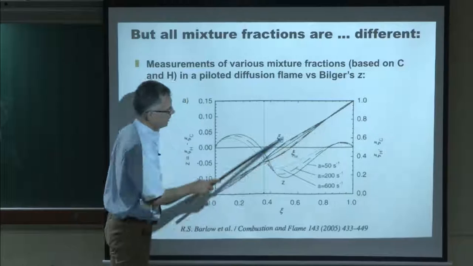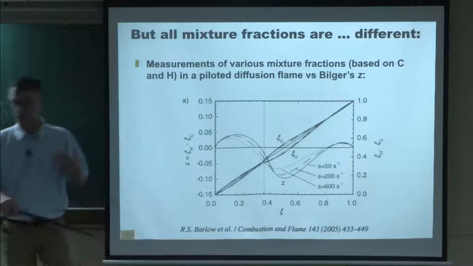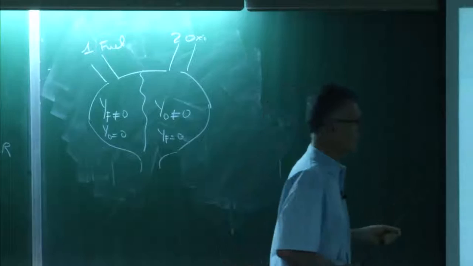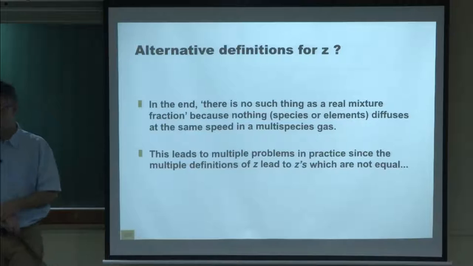So that really tells you that's due to the fact that the Lewis numbers are not the same. In the end, in a real flow, there is no such thing as a real mixture fraction, just because all elements diffuse at different speed. And you will see that, again, that's what I said when I started this course, you don't want to be a perfectionist. The benefits of working with Z are so large that a lot of people say, okay, let's do it anyway. But you have to remember, it's probably not a good idea.